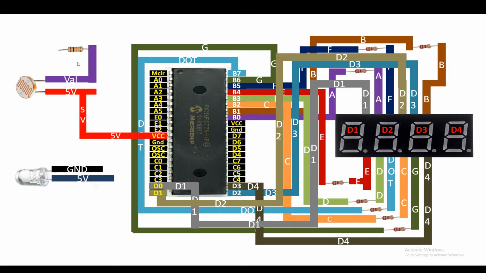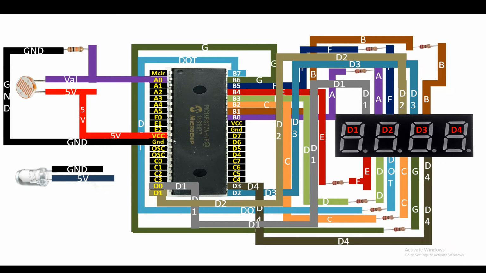You can use any available ADC pin for this. I am going to use pin number A0 because it's available in my project. You can use any other ADC pin as well. Now from the other end of the 10 kilo ohm resistor, you will send it to the common ground like this. Now for the LED, connect the ground pin to the ground like this.